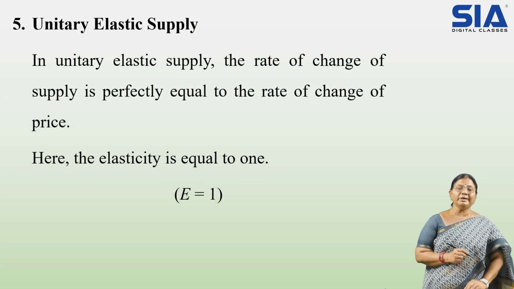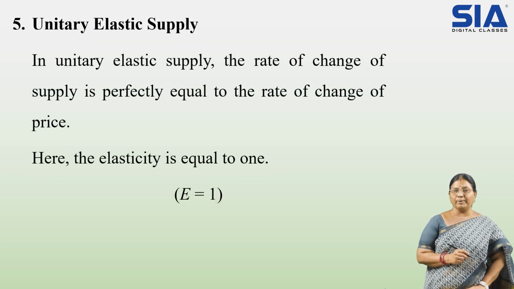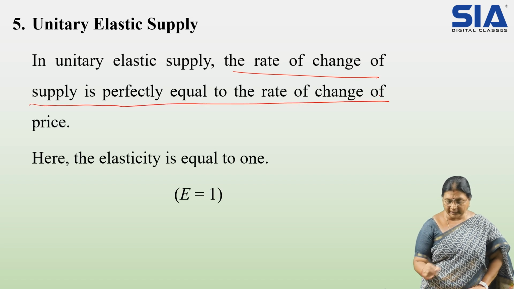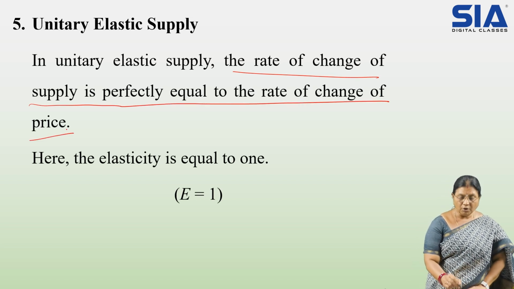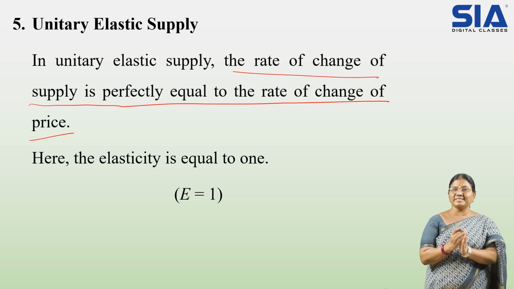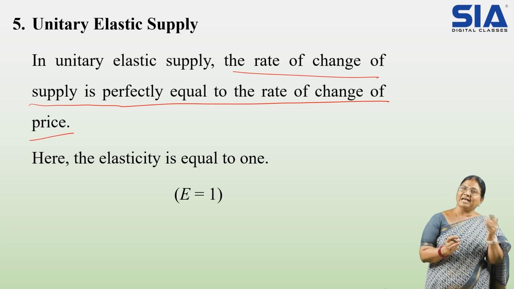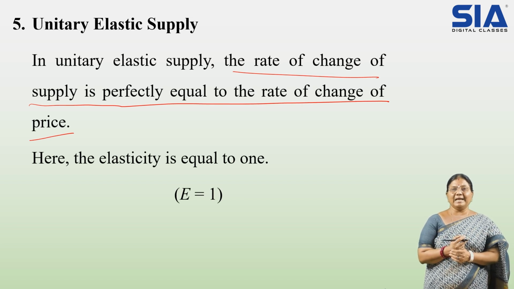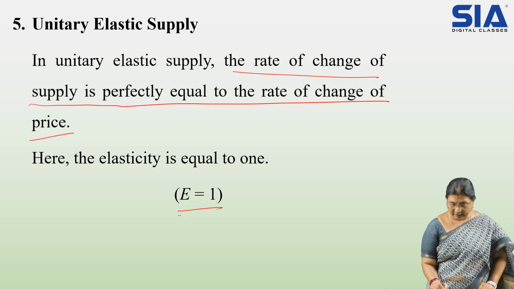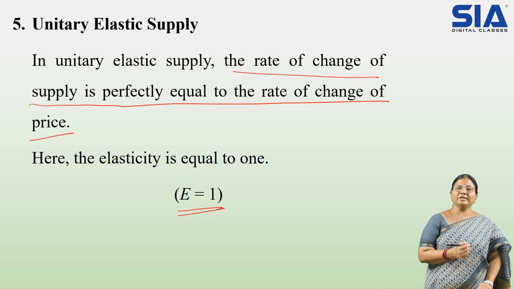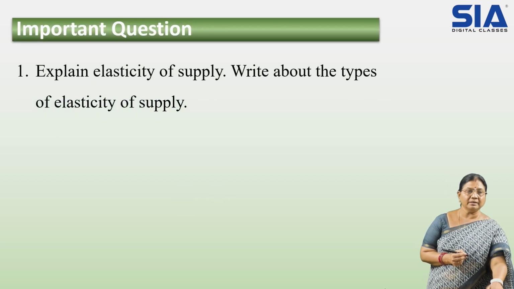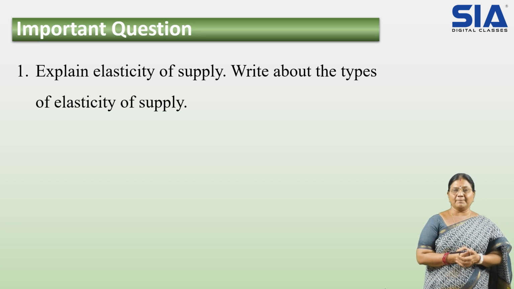The last one is unitary elastic supply. It is said when the rate of change of the quantity supplied is equal to the rate of change of the price. So when the degree of change is equal for the price change as well as the quantity supplied, then it is said to be unitary elastic supply. The elasticity is equal to 1. This is all about the types of elasticity of supply, and the questions expected are like the types of elasticity of supply.